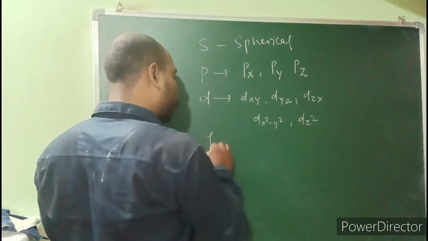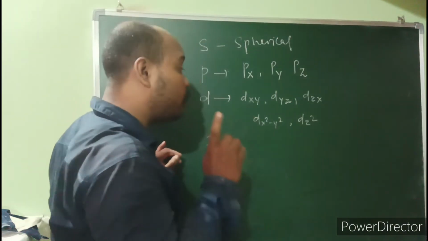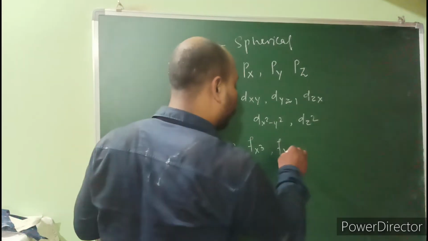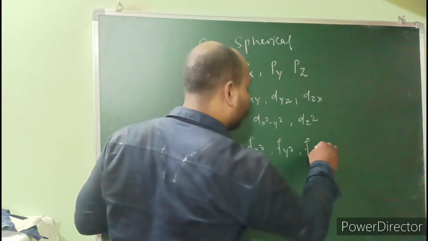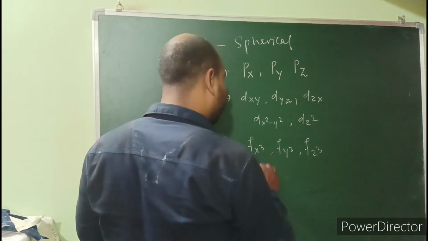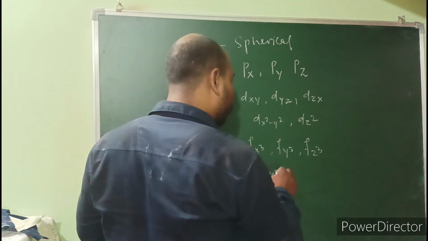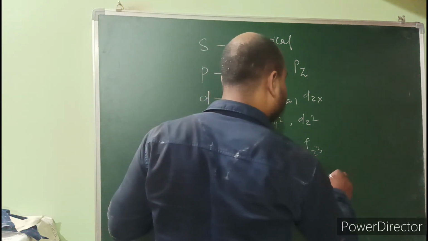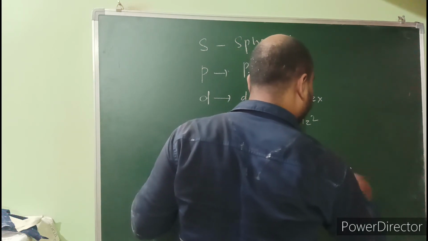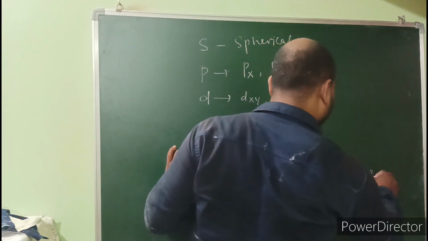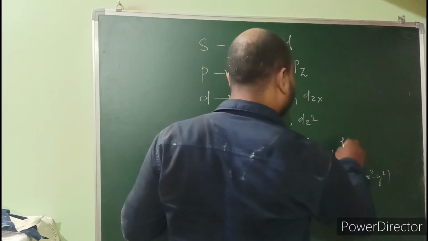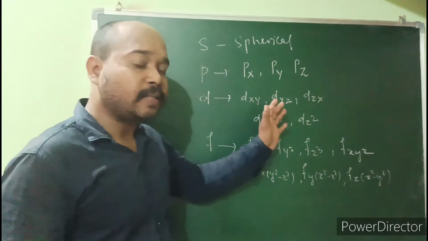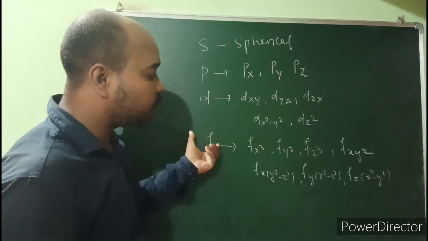For the F subshell, we found 7 orbitals. That's why these are named fx cube, fy cube, fz cube, fx(y square minus z square), fy(z square minus x square), fz(x square minus y square), and the last one is fxyz. So these are the names of the orbitals obtained from these subshells.